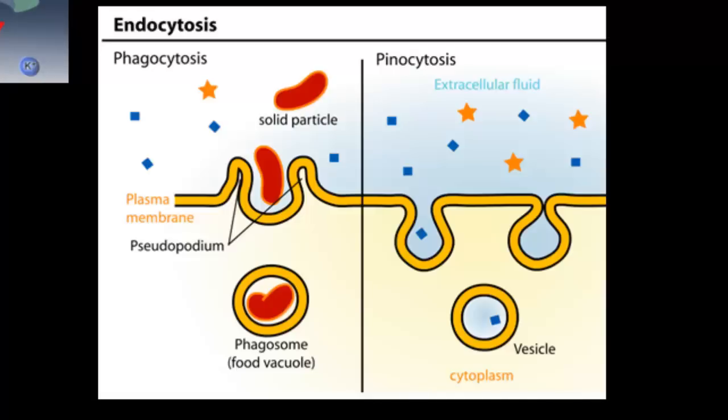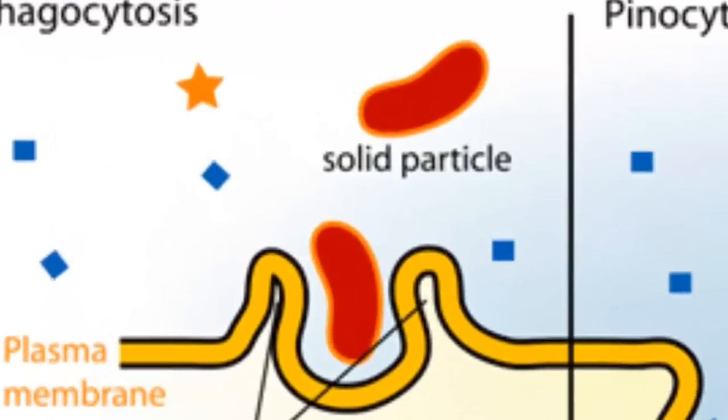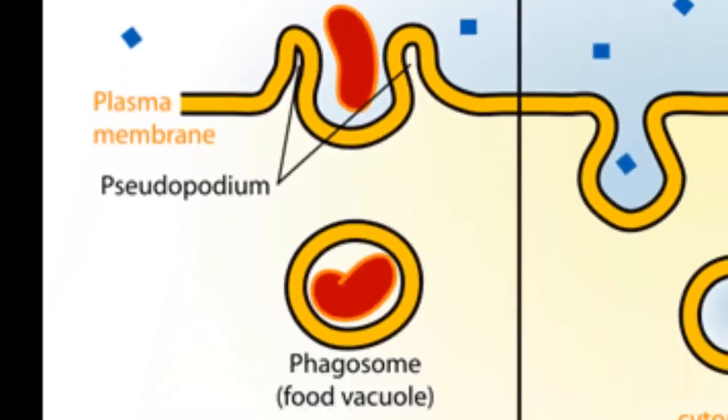They're so big that they can't even fit into a channel protein. So if I wanted to get something like this into the cell, I'm going to have to put a significant amount of energy to make this work. I'm going to have to manipulate the cell membrane to surround what I'm wanting to come in, fuse on the other side, and then bring it in that way.